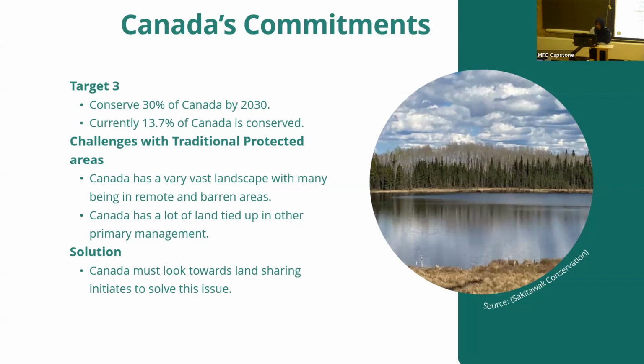The reason for this low number is that Canada has a few challenges with classifying traditional protected areas. The first being that Canada has a very vast landscape, with many areas being remote and barren. And for an area to be classified as traditionally protected, it must have the ability to be monitored and managed. The second challenge is that Canada has a lot of land tied up in other primary management, and for an area to be classified as traditionally protected, it must have conservation as its primary management. To solve this issue, Canada must look towards different land sharing initiatives.